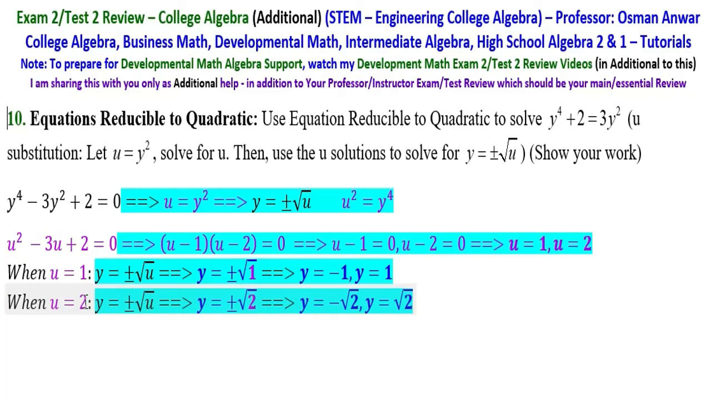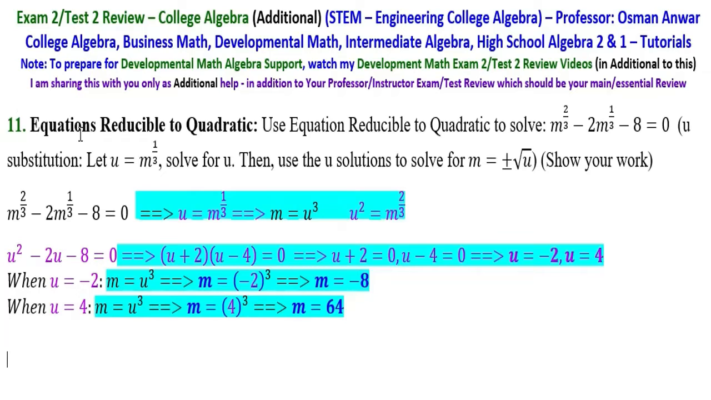When u equals 2, y equals plus or minus square root of u. That means y equals plus or minus square root of 2. That is y equals minus square root of 2 or y equals square root of 2. So for this y to the 4 equation, we have 4 solutions: y equals minus 1, y equals 1, y equals minus square root of 2, y equals square root of 2. So those are the 4 solutions.